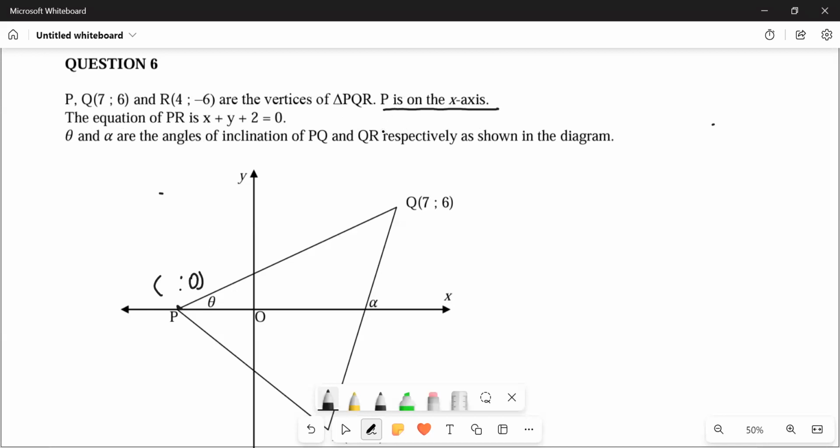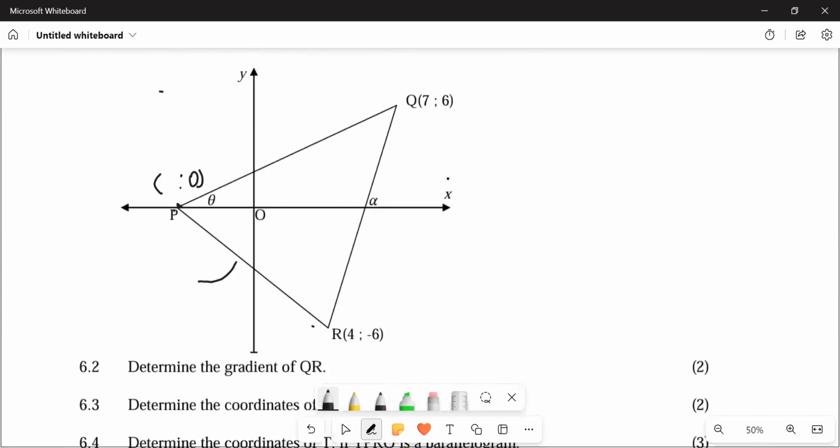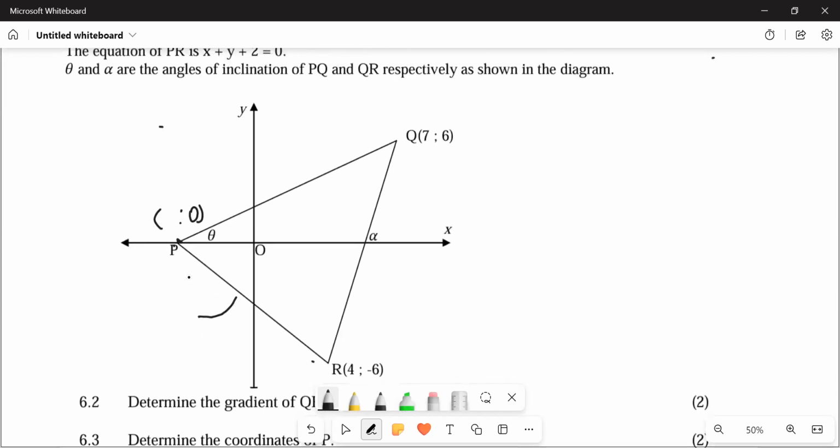And then they say the equation of PR. Let's check the equation of PR. So starting from here up until here, we have an equation. I'll simply write it here so that I remember. What is the equation of PR? The equation of PR is given as X plus Y plus 2, which is going to be equal to 0.